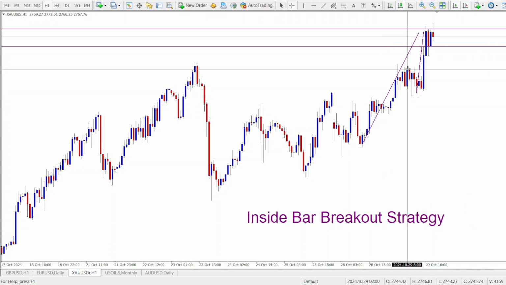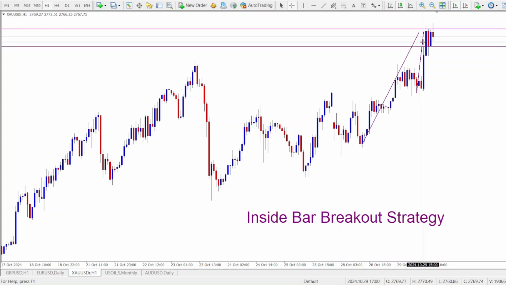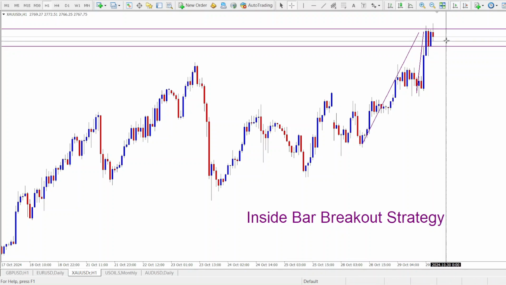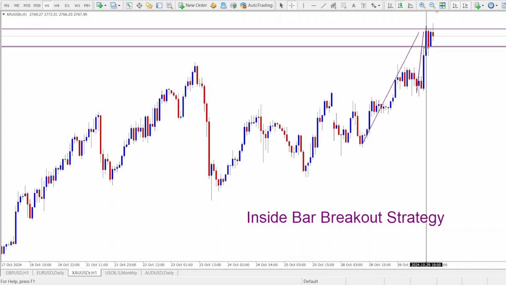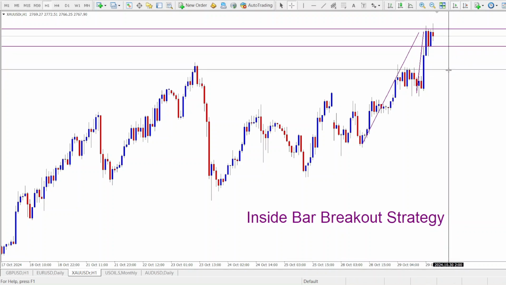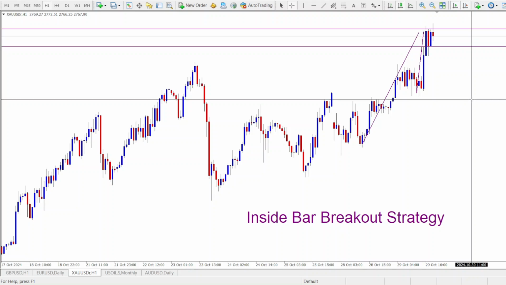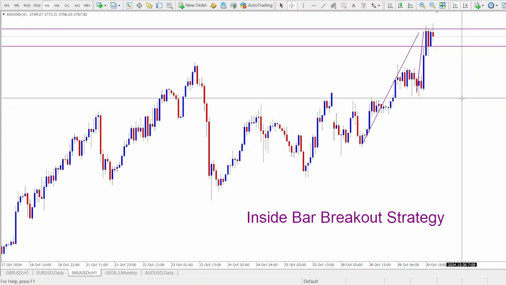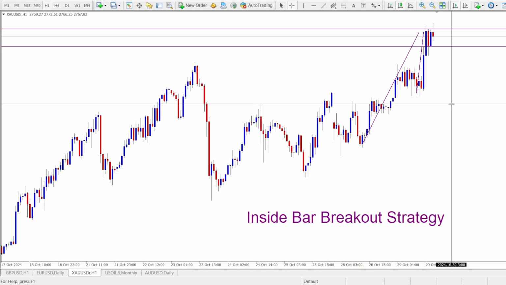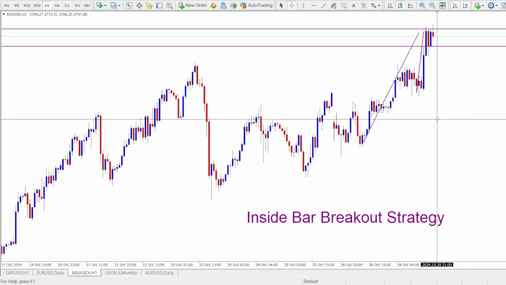So we have been able to look at an example of the inside bar breakout. Remember that consistent practice and backtesting will make you more confident in using this strategy. So basically, that is it. It's an easy strategy to use, very easy, and whether you are a scalper, a day trader or a swing trader, you can use this strategy.